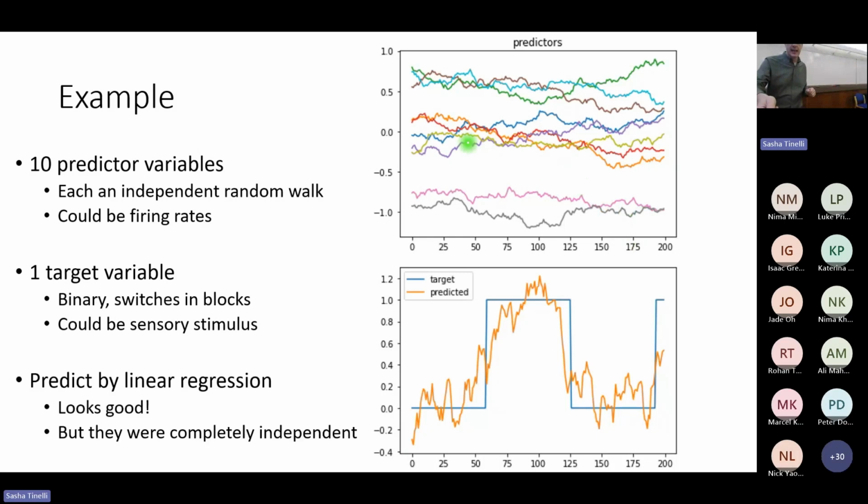So we've got these 10 simulated neurons, and their firing rate is a random walk that drifts up and down purely at random, independently for each one. And the target variable, what we're trying to do is we're trying to predict from the firing of those neurons, a variable that changes in these blocks.